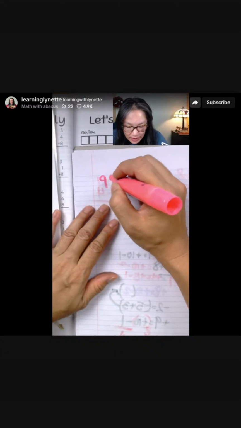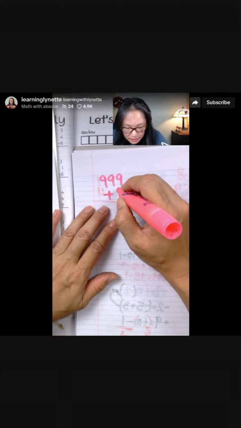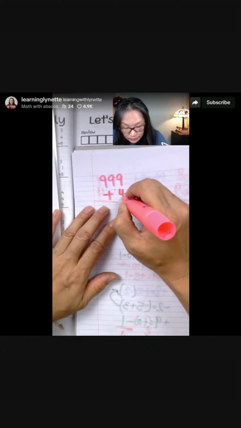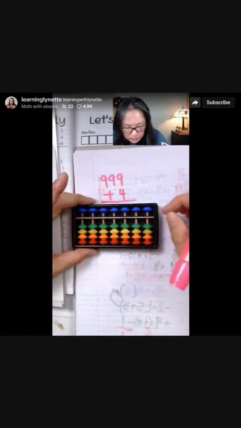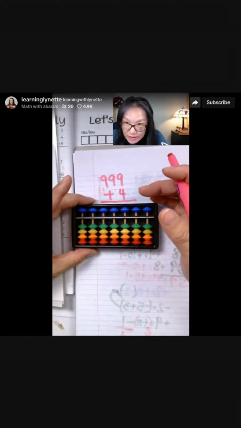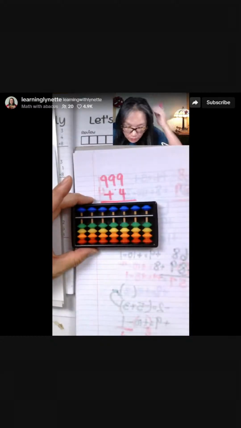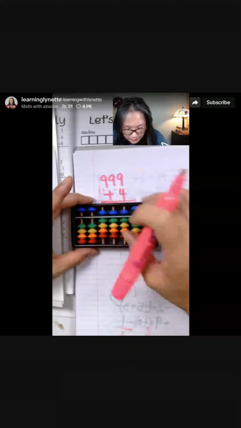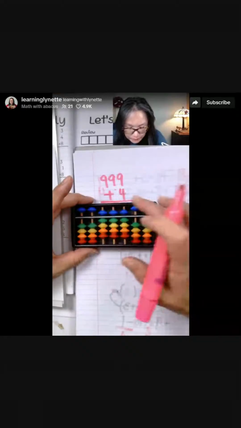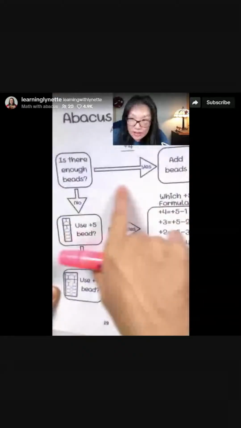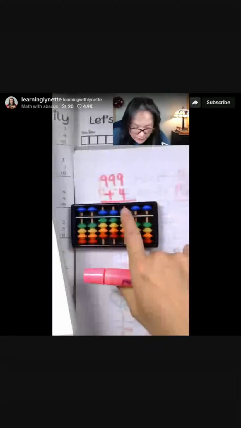We can do 99 plus 4, right? So what does that mean? Well, we know how to do it. We're big people, but to do it on the abacus, we're going to take it slow. We do this, and we're going to add the 4. Is there enough to add the 4? No. So I go here. Can I add the 5? No. So I go here. I need to minus the 6 plus the 10.